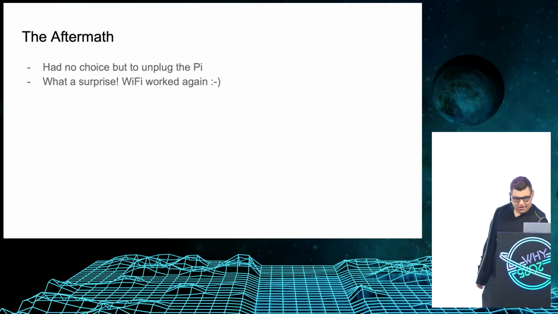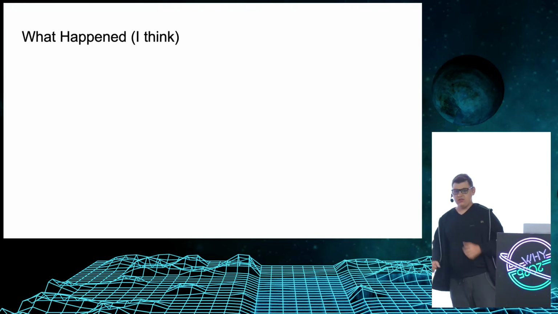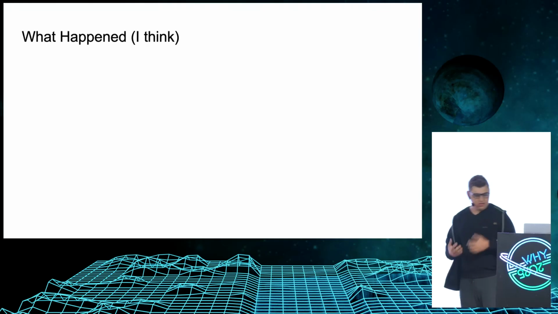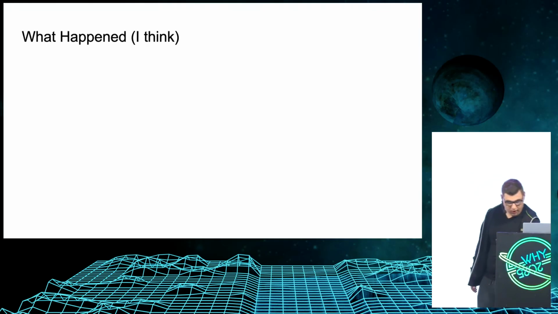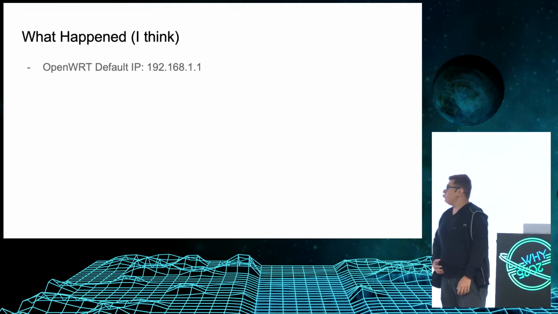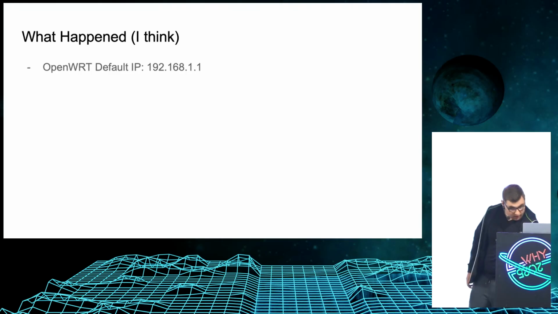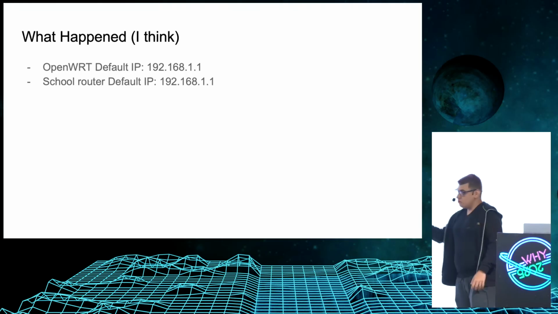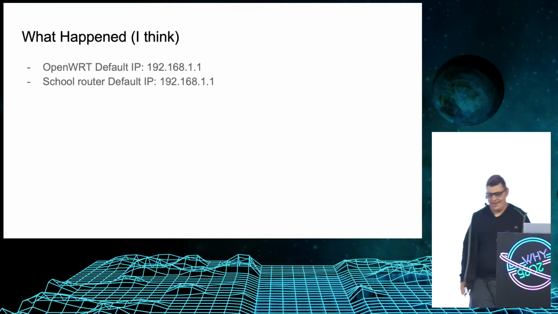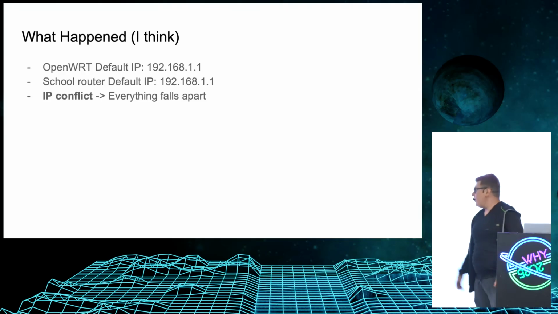So, what happened? This is just speculation. Some of you probably will have a better guess, but this is what I understand happened. The OpenWRT default config tries to take the static IP of 192.168.1.1. The school router was also trying to take the same default IP. And there was an IP conflict, and everything fell apart. So, yeah, that's why everything went wrong.